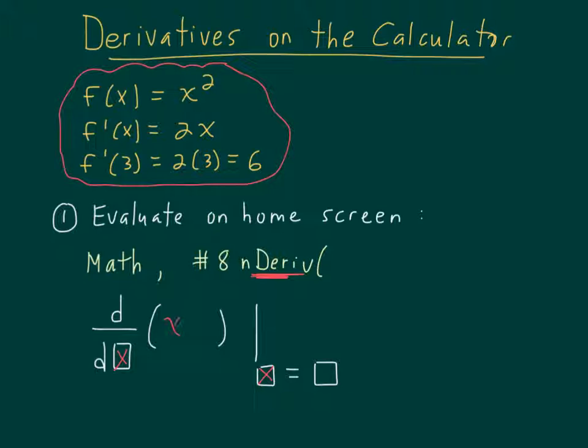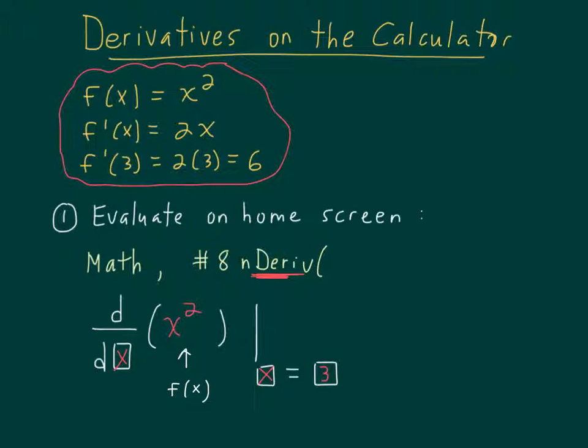What we're going to feed the calculator is the original function of x squared. Okay? So that is your f of x. So make note here that this really is f of x, not f prime of x. And then in the last box here, this is where we're going to tell the calculator the x value that we want it to plug in for us.